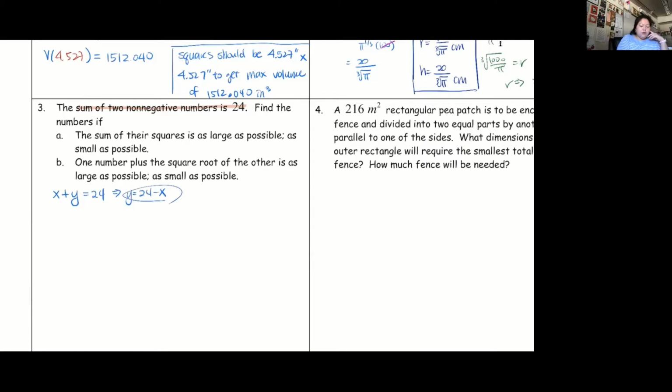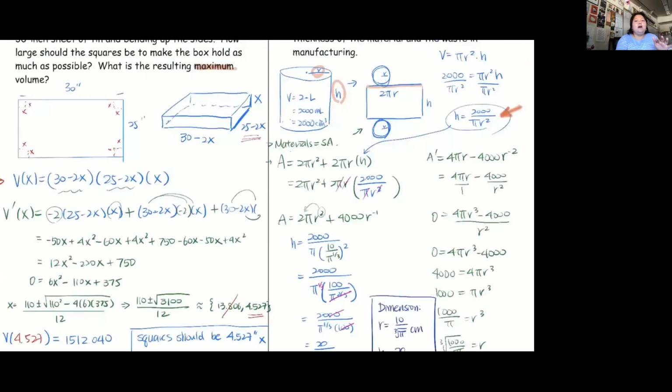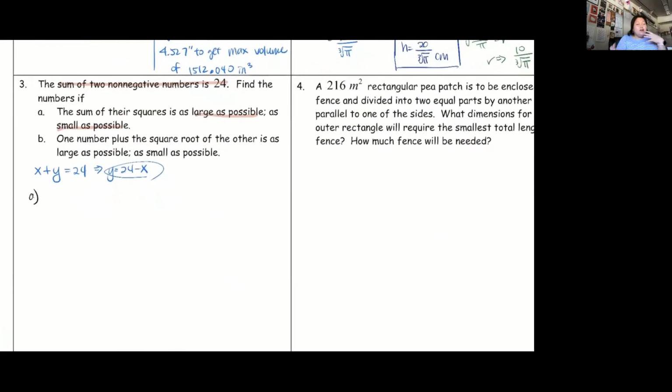The sum of their squares is as large as possible. Okay, we're looking for as large as possible and as small as possible. So notice now in numbers 1 and 2, I never took the time to check and see if they're truly maximum or truly minimums, because in these optimization problems, whenever we're dealing with the box or the dimensions, stuff like that, it actually automatically is the max or the min that you want. You actually don't need to take the time to double check. But when the problem is asking you for as large as possible and as small as possible, then there's that possibility of having a maximum or a minimum, and you gotta check. So I'll definitely show you how that works.